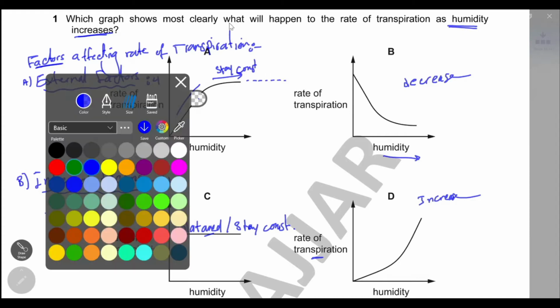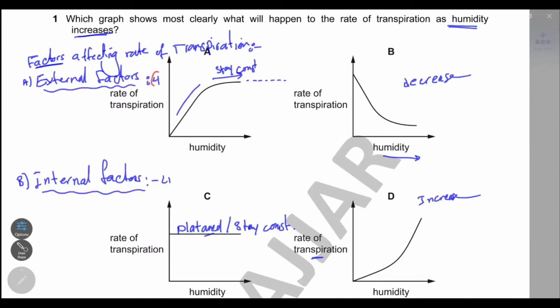I'll change the color in order to make it much more observable. Those four, three of them increase and one decreases. Even the internal factors, three of them increase and one decreases. So let's go through them again. Number one in the external factors, surely the temperature. When the temperature increases, the transpiration will increase.